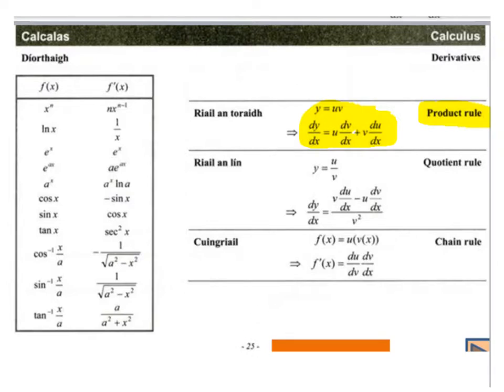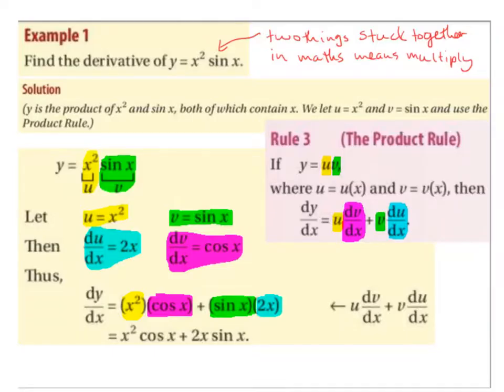So this is page 25 of our formula book, and here we have the product rule. So if y is equal to u multiplied by v, then dy dx is equal to u multiplied by dv dx plus v multiplied by du dx. Example, find the derivative of y equals x squared sine x.